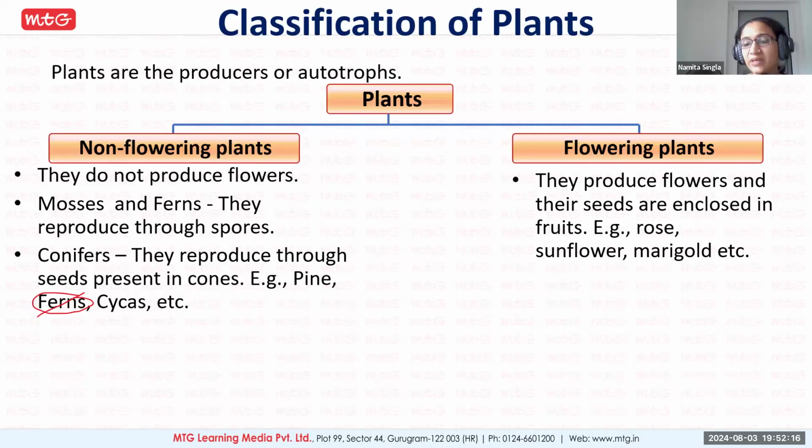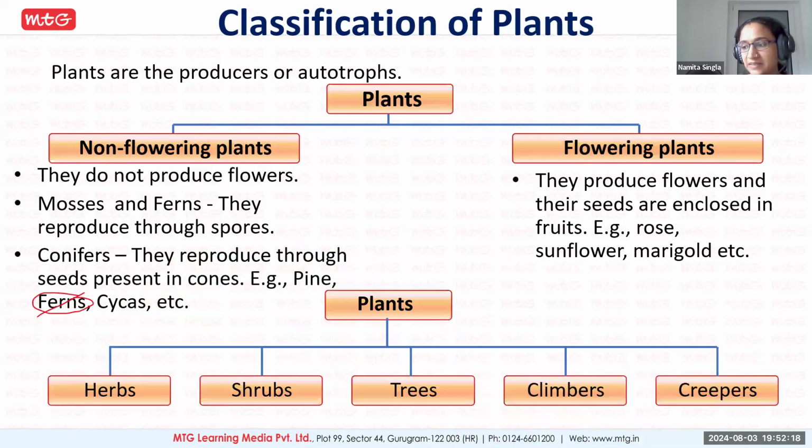Okay, now we will be doing classification of plants on various bases. Plants are classified into different categories on different bases. First, non-flowering plants, which do not produce flowers, and flowering plants, which produce flowers. In our surroundings, most of the plants that we see are flowering plants, especially for people living in northern plains or southern plains. We see plants which are flowering: rose, sunflower, marigold, jasmine. Most of the plants are flowering.